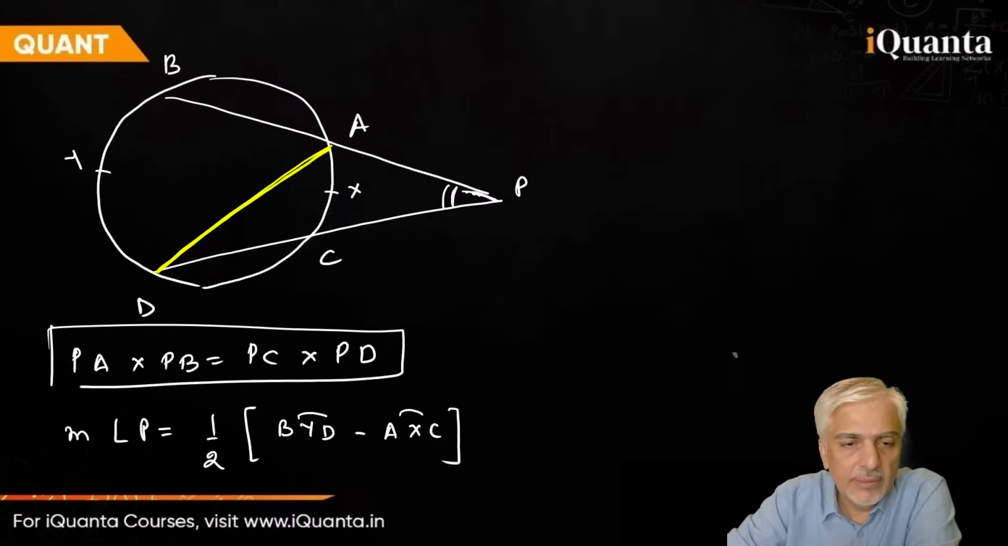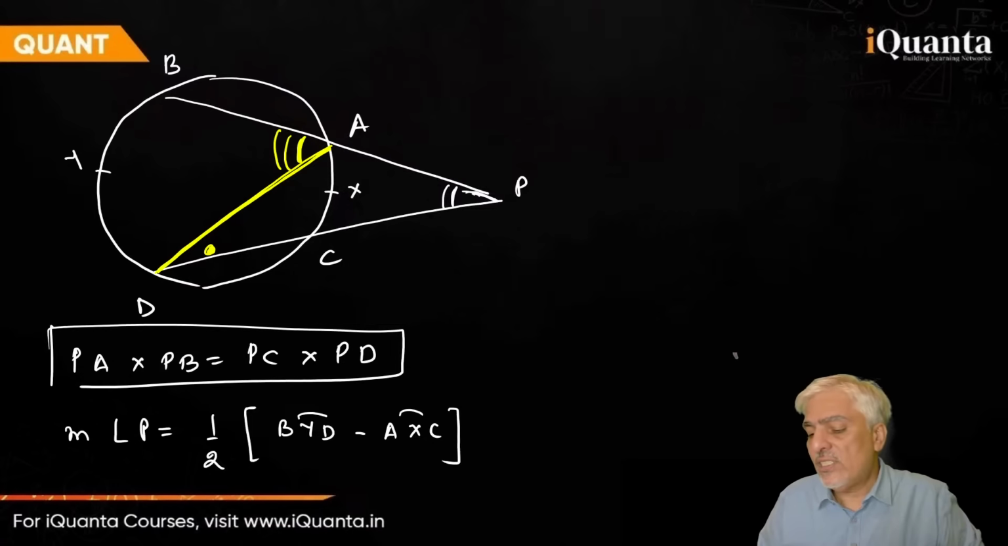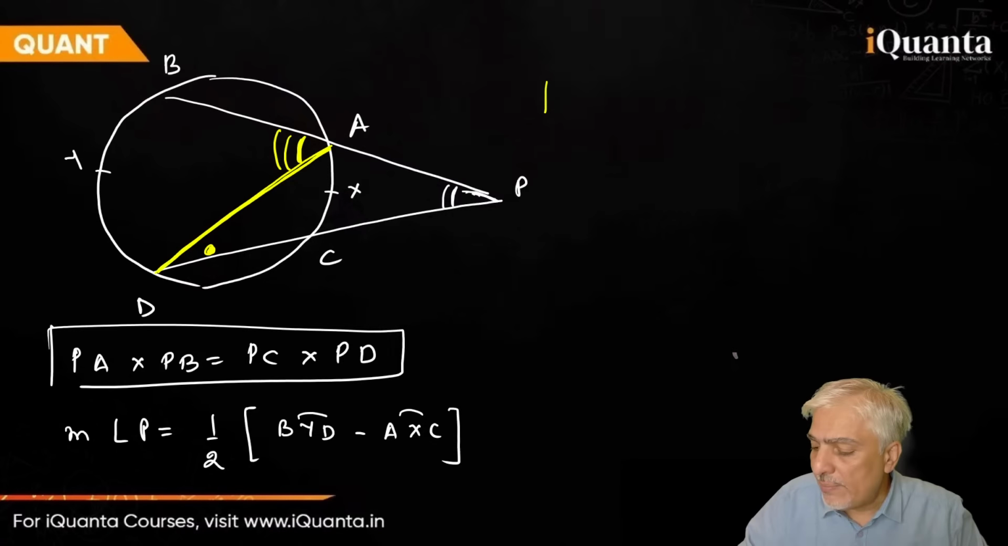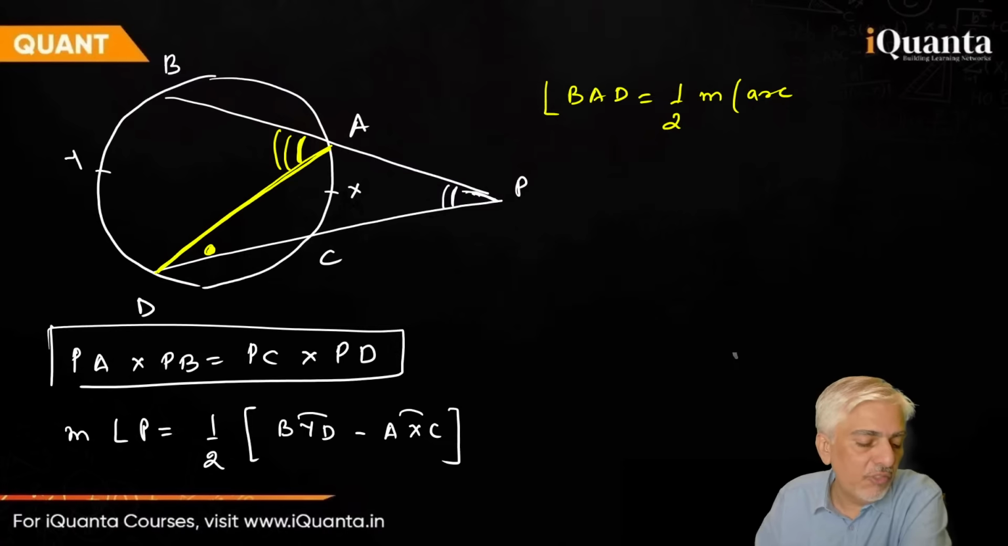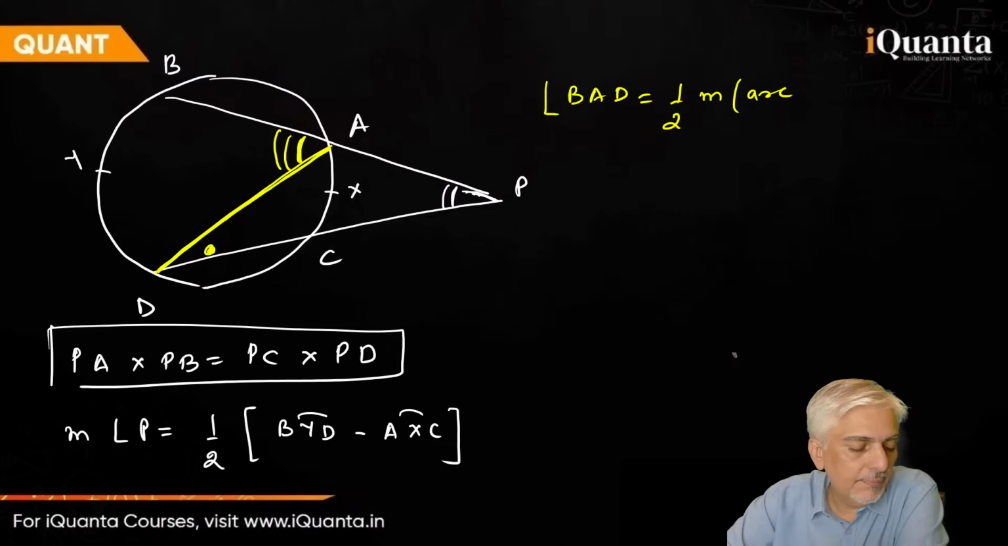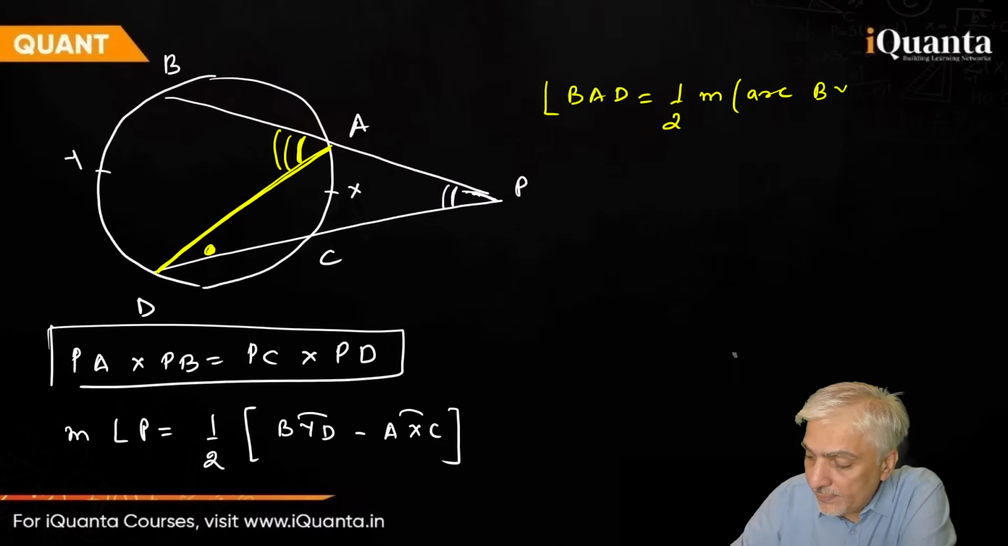Small sum. Let's take this angle and this angle. Obviously, they are not alternate. They are alternate angles, but they are not equal. Let's take these two angles. Let's talk about angle BAD. Come on, you all tell me. BAD is half of which arc? BAD will be half of arc BYD.